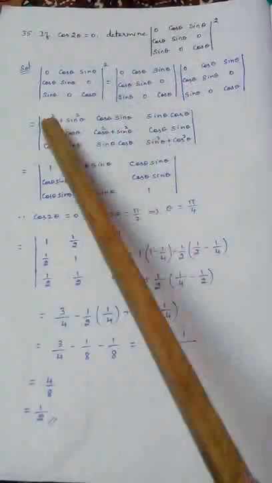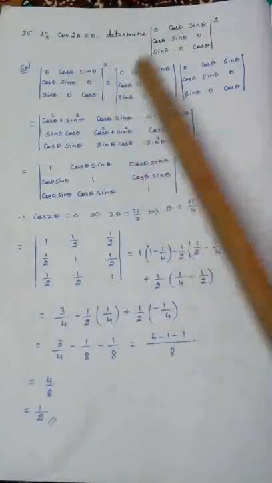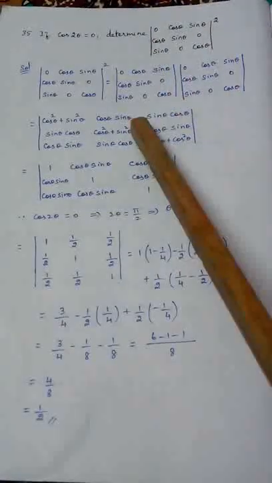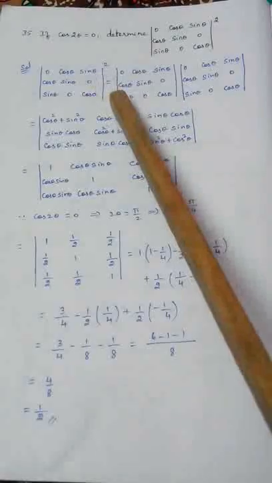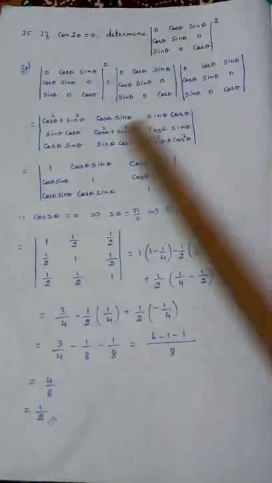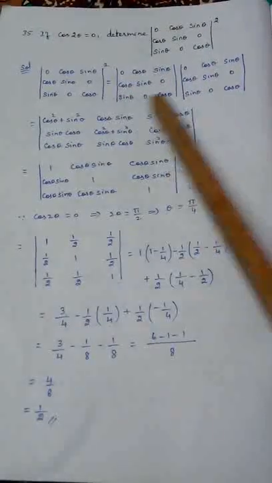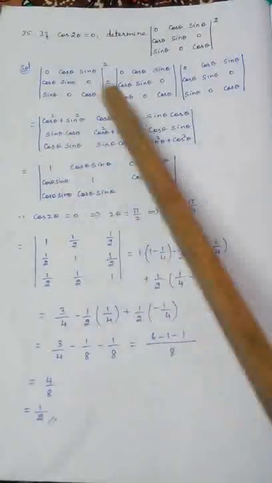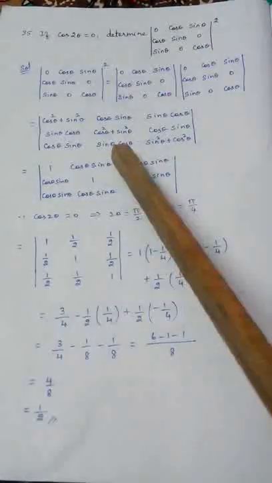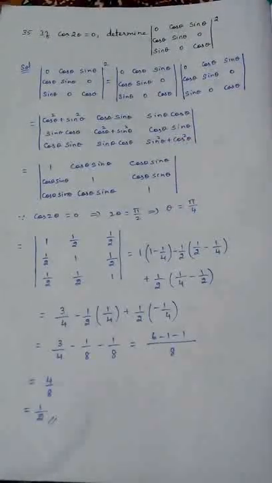First row, first column, only this comes. First row, second column, this alone comes. First row, third column, sin theta cos theta. Similarly, second row, first column, you will get this. Second row, second column, this answer. Second row, third column, this answer. Third row, first column, this one. Third row, second column, this. And third row, third column, sin square theta plus cos square theta.